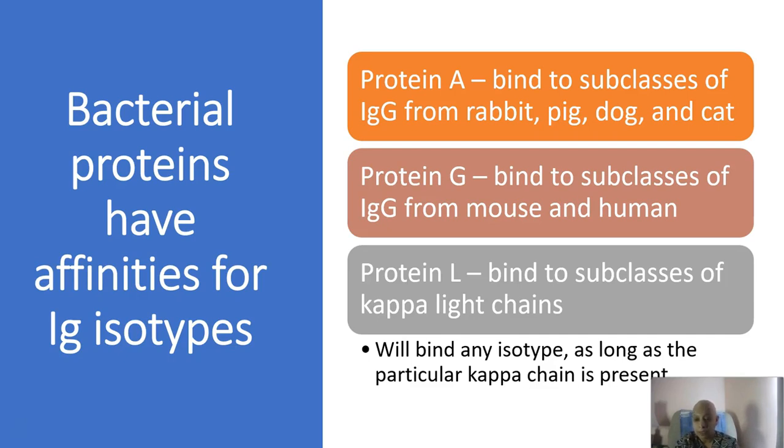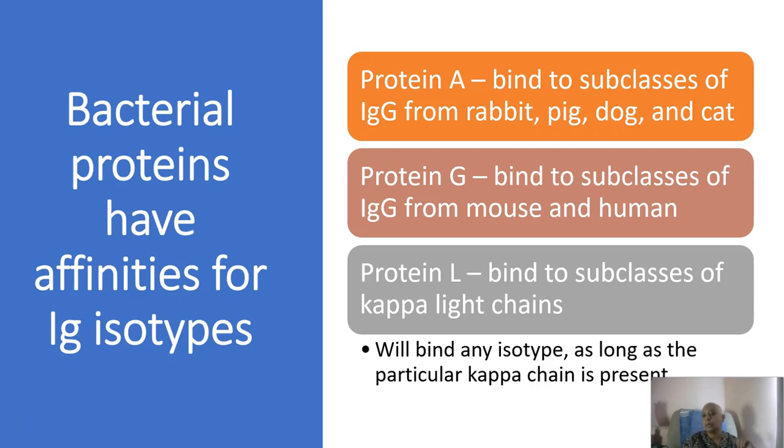So, how do we isolate our Ig isotypes, the various ones? Well, there are certain bacterial proteins that are known to have high affinity for Ig isotypes. There are three different ones that we are going to be looking at: protein A, protein G, and protein L. Protein A has very strong affinity to subclasses of IgG proteins from rabbit, pig, dog, and cat. Like I said, a lot of our antibodies are going to be raised in rabbit, pig, mice, so that's a very good one to use if you have one of the ones that it has strong affinity to. So, for example, rabbit. Protein G binds to subclasses of mouse and human, again, two common antibody producers.